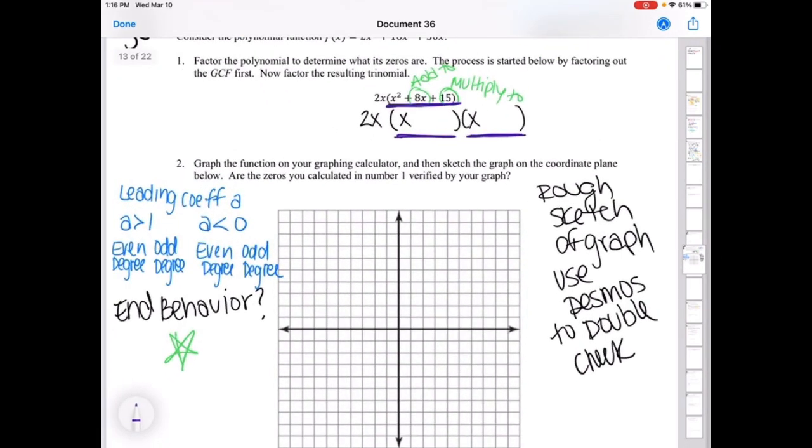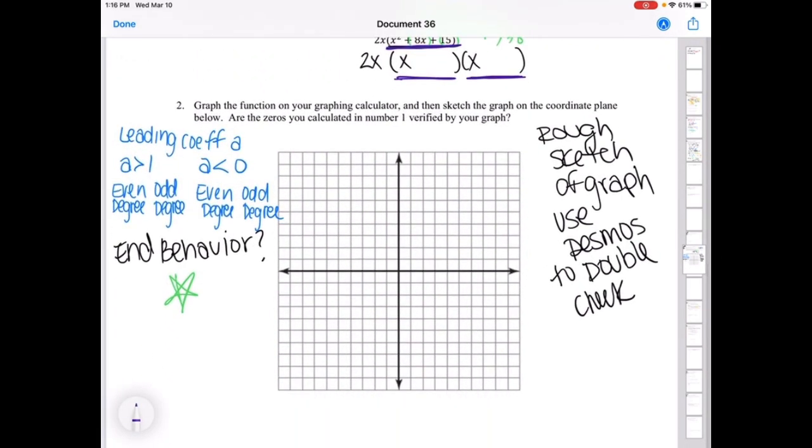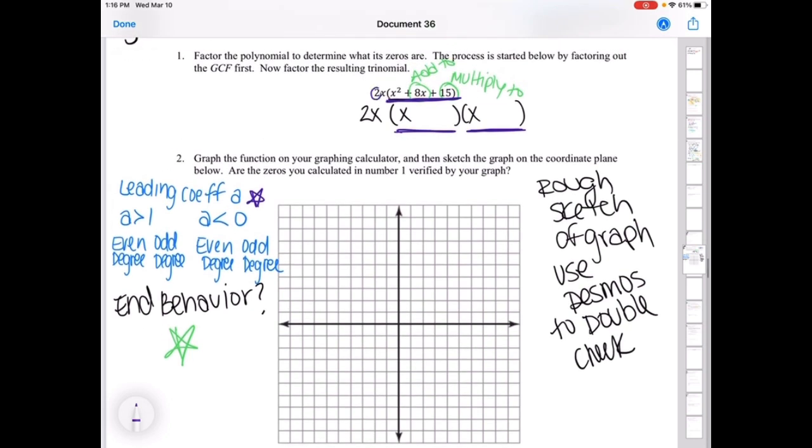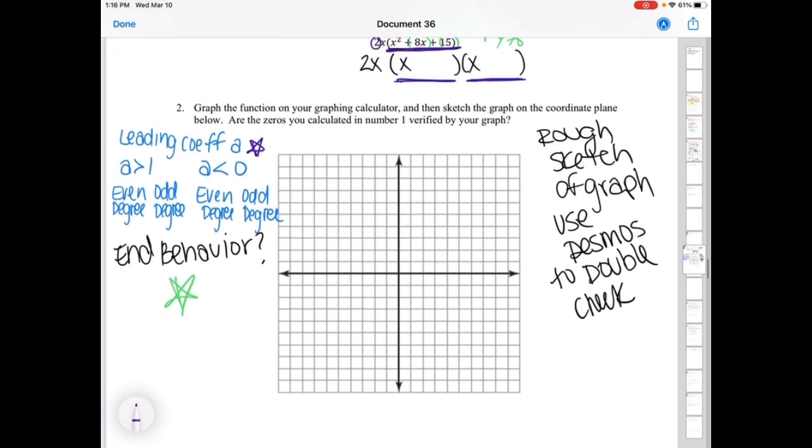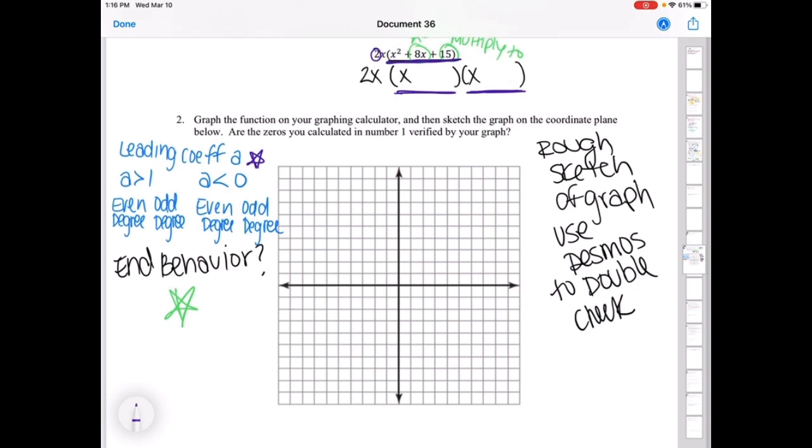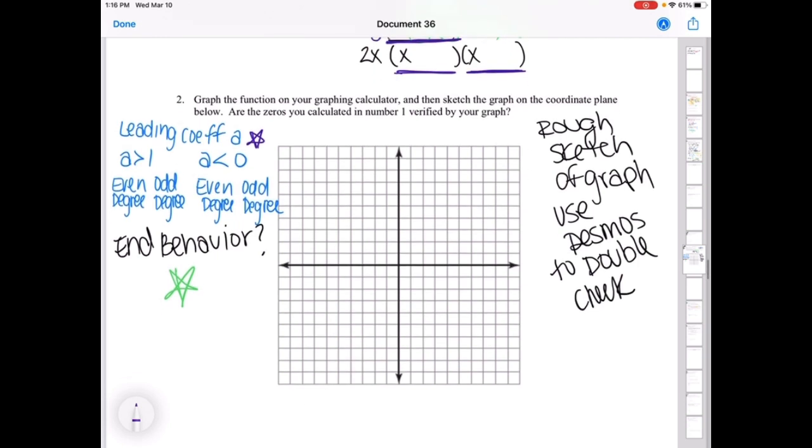Then another thing I need you to be aware of and remember is that depending on the leading coefficient, in this case it's going to be 2, that's going to change our end behavior, right? So look back at those end behavior charts that we made, and depending on what degree it has and whether a is greater than or less than 0, that's going to change our end behavior on the graph.